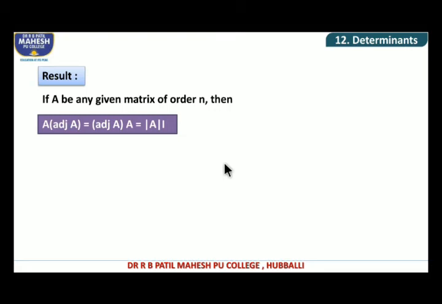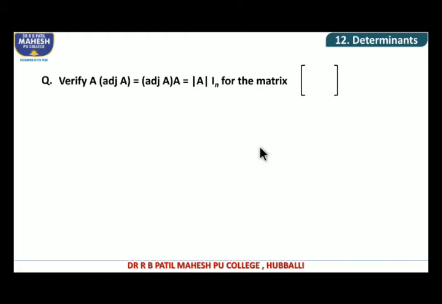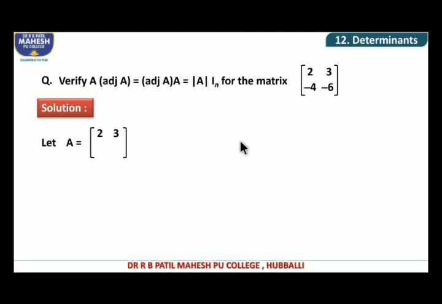So we have to prove this by taking an example here, where I is the identity matrix of order n. Let us consider an example based on this note. Verify A into adjoint of A is equal to adjoint of A into A is equal to determinant of A into In for the matrix. In means the identity matrix of order n. So we have the matrix 2, 3; minus 4, minus 6. Therefore, for the solution, let the matrix A be 2, 3; minus 4, minus 6.